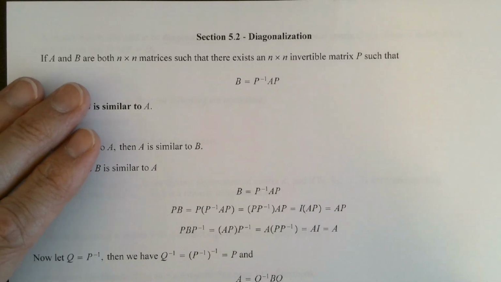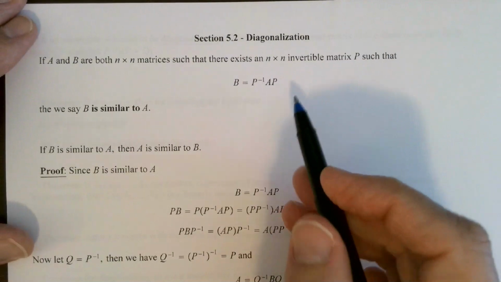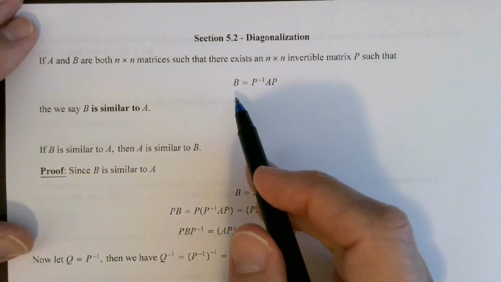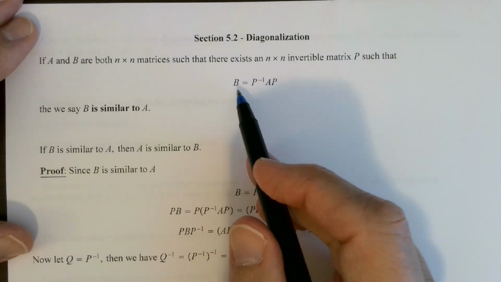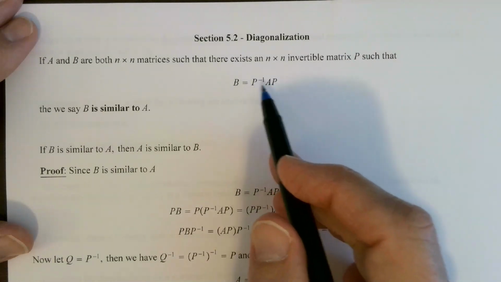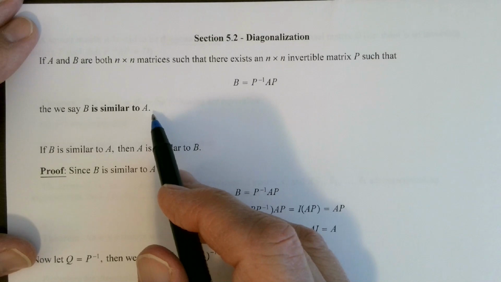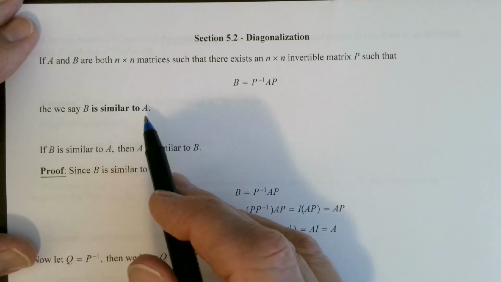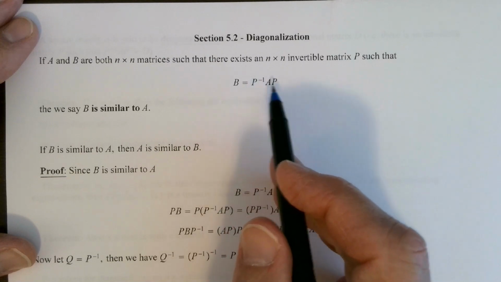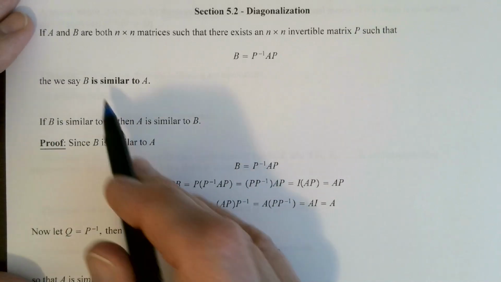So if A and B are, again, two square matrices, such that there exists a square matrix of the same size, P, that's invertible, and this relationship holds: B is equal to P inverse AP. In that case, we say B is similar to A. That's a definition. B is similar to A if there exists some invertible matrix P such that P inverse AP is equal to B.